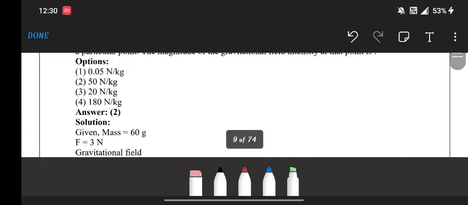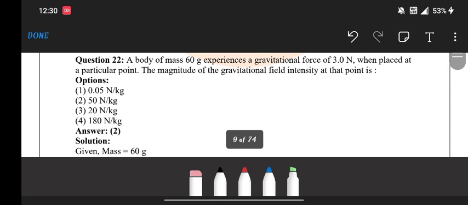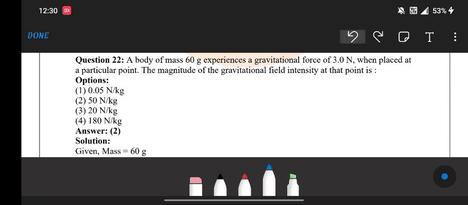So 50 Newton per kg, if we see the options, we can see it in the second option. Option B, 50 Newton per kg, is the answer for question number 22.